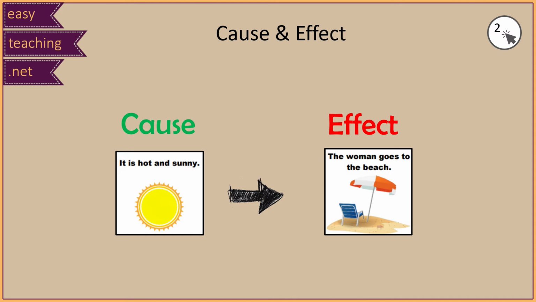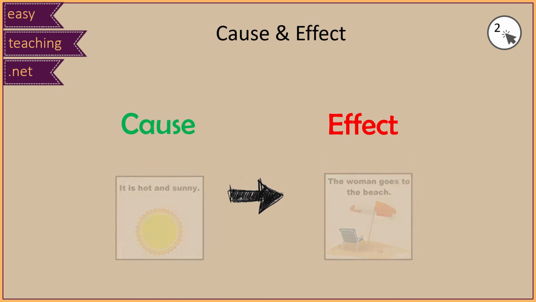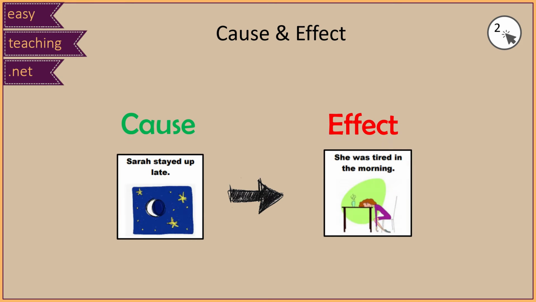Before we go any further, let's have a look at some simple cause and effect relationships. Cause, it is hot and sunny. Effect, the woman goes to the beach. The cause is the why, it happens first. The effect is the what, it happens after the cause. Here's another. Cause, Sarah stayed up late. Effect, she was tired in the morning.